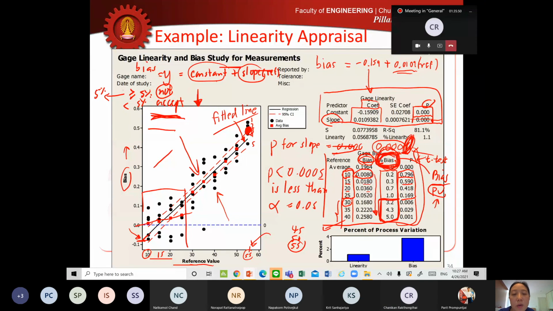Silvit, could you please guess from the information that we have, will you accept the amount of bias for a reference value of 50?